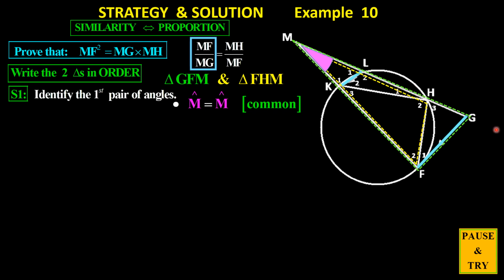Not that obvious, right? So we're going to use multiple steps then. Let's use the given information. The lines are parallel. Look at the parallel lines. There's L1.